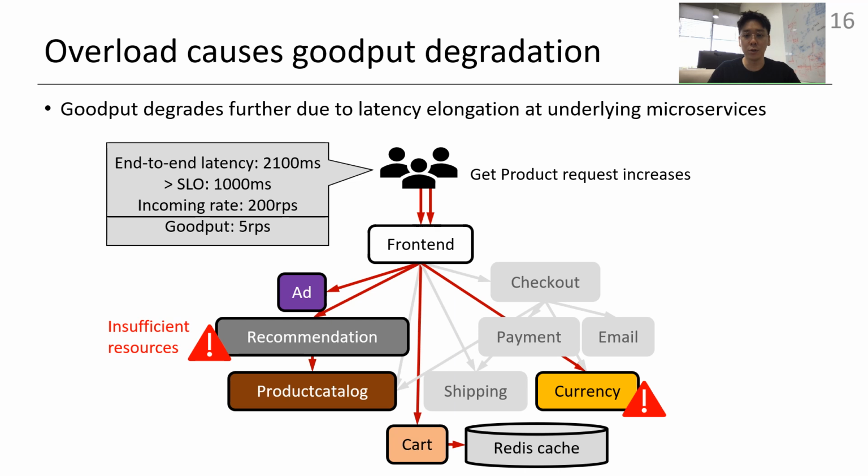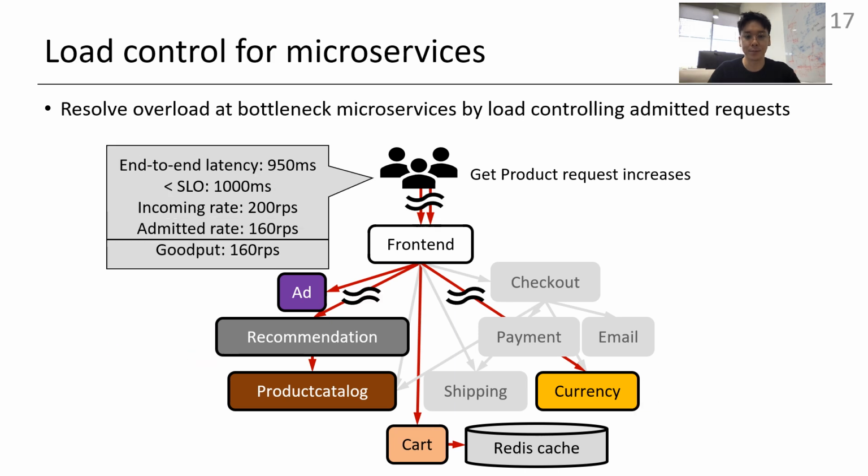However, when overload takes place, some of the underlying services will not have enough resources to process the increased requests. The queue will build up and the delay at services would increase. Every request would be affected by such latency elongation, and goodput degrades significantly. Before the overload, goodput was 100 RPS, but now it dropped to 5.